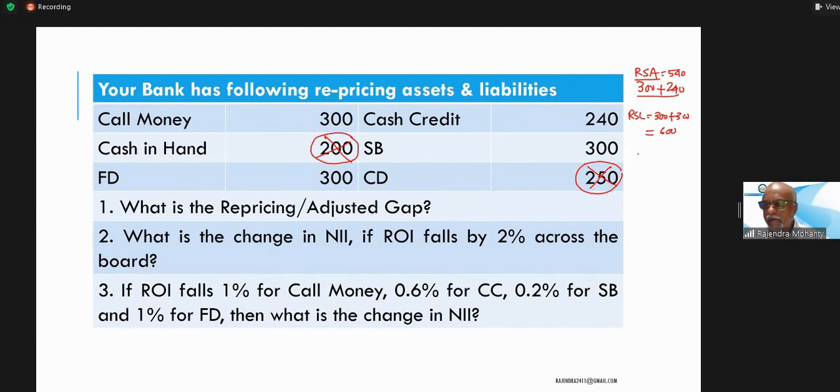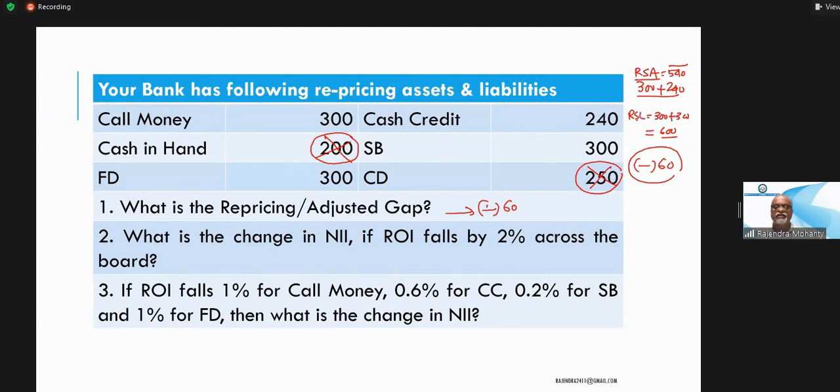So RSL is greater than RSA. The difference is minus, because RSL is more and RSA is less. So it is minus 60. Your adjusted repricing gap will be negative 60. The answer will always be positive or negative, so it is negative 60. Clear or not?